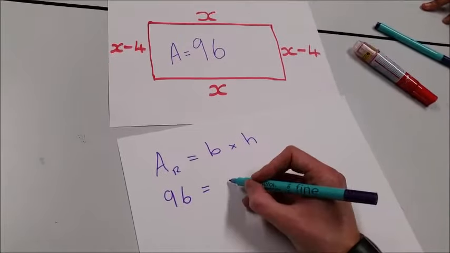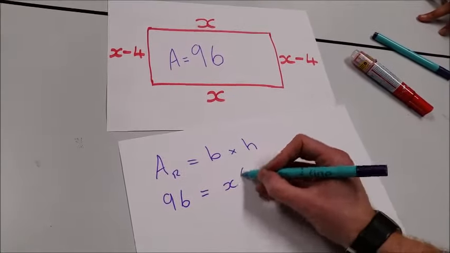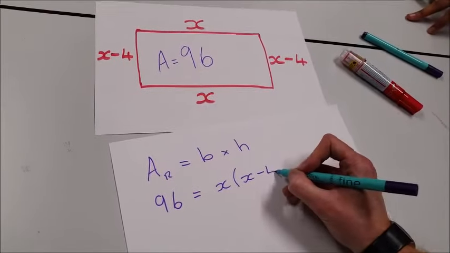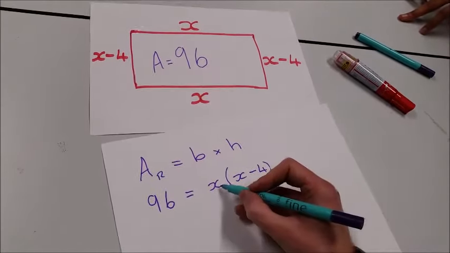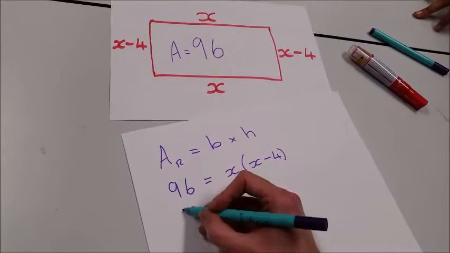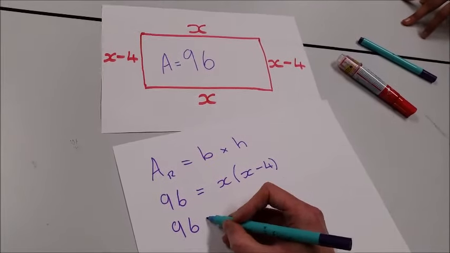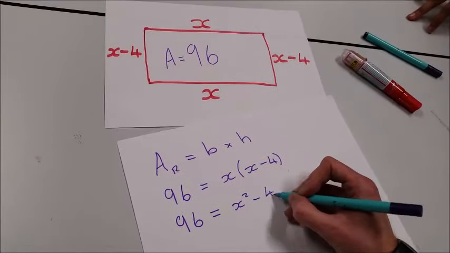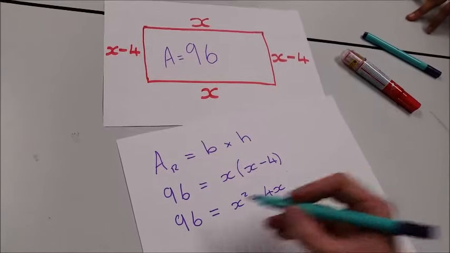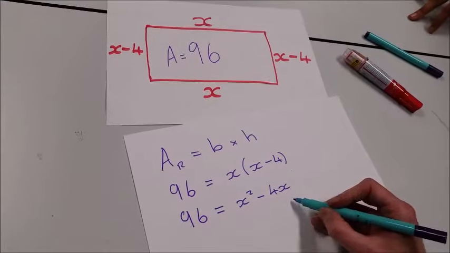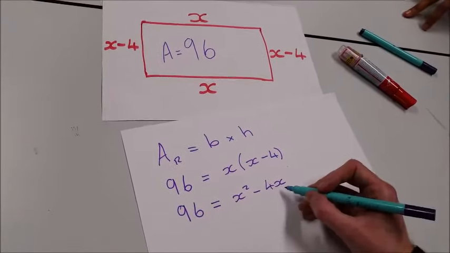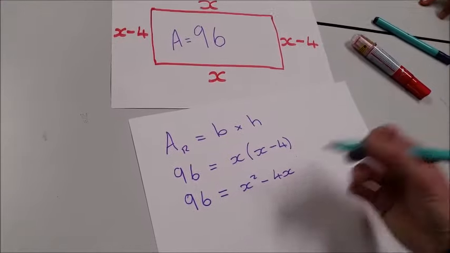The base of the rectangle is x, and we're timesing that by the height of the rectangle, which is x minus 4. Let's do an expansion of these brackets. 96, which is the area, is equal to x squared minus 4x. We have something now close to a quadratic equation.